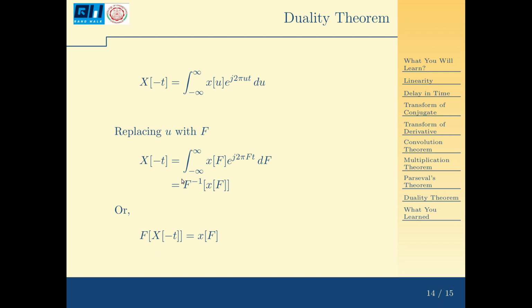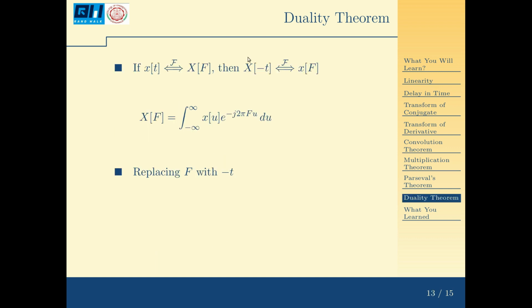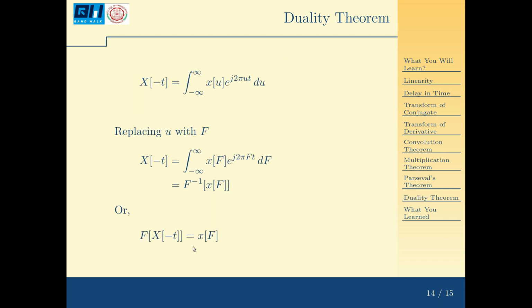Now what this says is capital X(minus t) is the inverse transform of small x(f), or the Fourier transform of capital X(minus t) is small x(f), and that is a proof of the duality theorem. That was our statement: if small x(t) has a Fourier transform of capital X(f), then capital X(minus t) has a Fourier transform of small x(f). So that is what we have proved here.